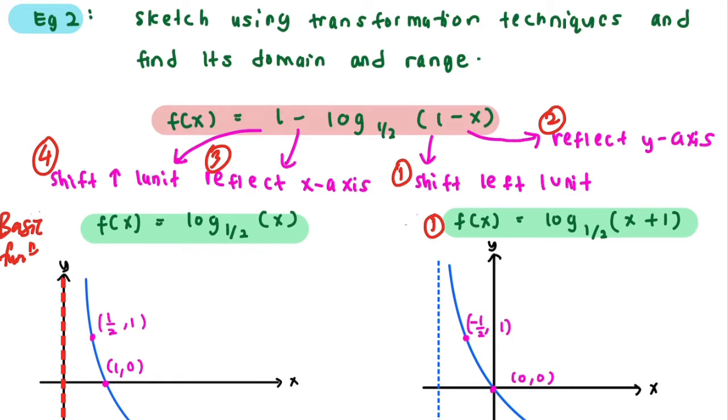Second, let's find whether we have minus inside or minus outside. We have minus inside here and also minus outside, meaning that we will have reflection about the y-axis and also reflection about the x-axis. Then, do we have any multiply inside or outside? We don't have any of it, so we don't have any stretch or compress. And finally, we have plus 1 here, meaning that the final transformation is shift up 1.